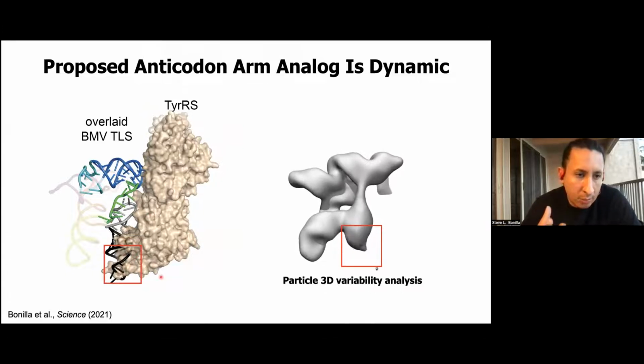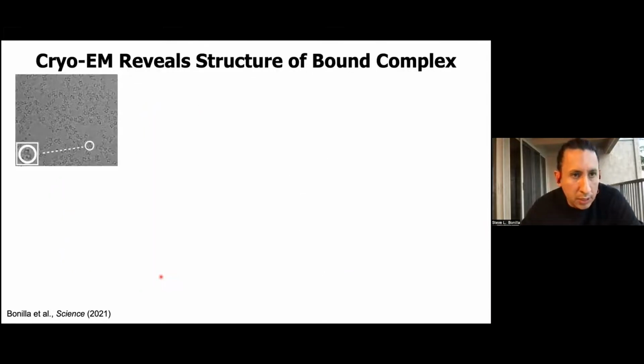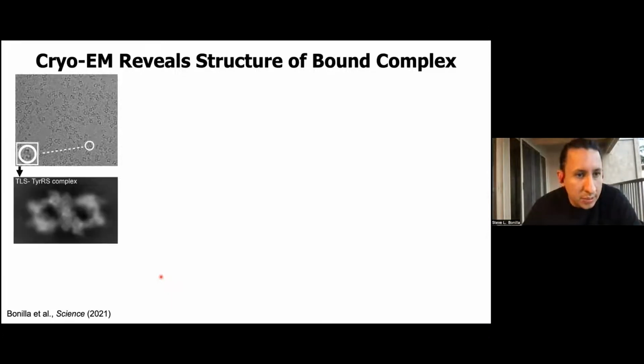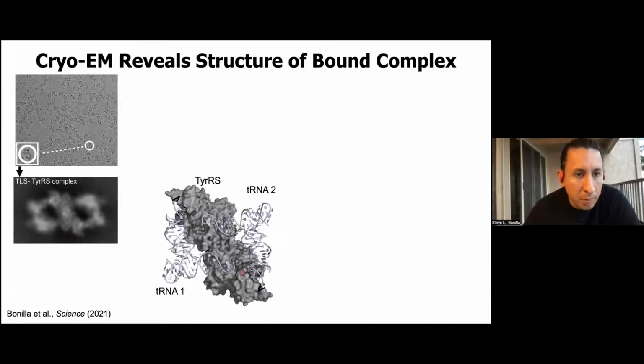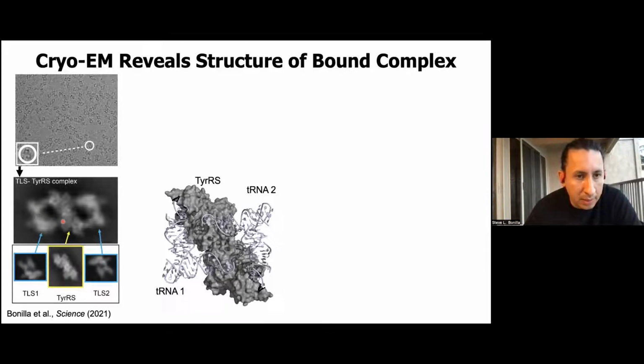But to test that model more directly, we went ahead and reconstituted the complex of the TLS bound to the tyrosyl synthetase. It was very nice to see, even in the 2D projections of these complexes, how the complex of the TLS with the tyrosyl synthetase resembled the legitimate tRNA complex. Here on the right is the crystal structure of the tRNA bound to the synthetase. The synthetase is a homodimer, and it can bind two RNA molecules. You can see how that resembles this 2D class of the viral tRNA mimic, each of them making two interactions with the protein.